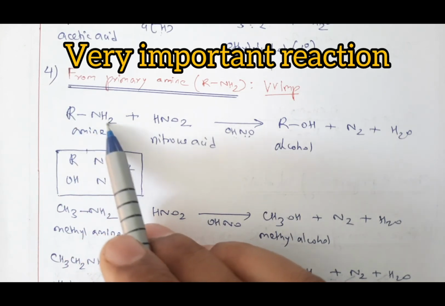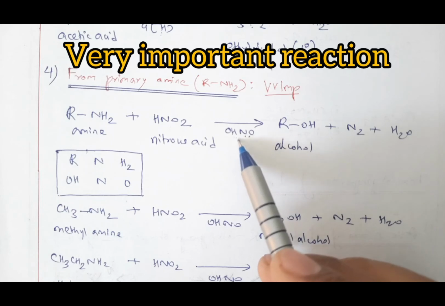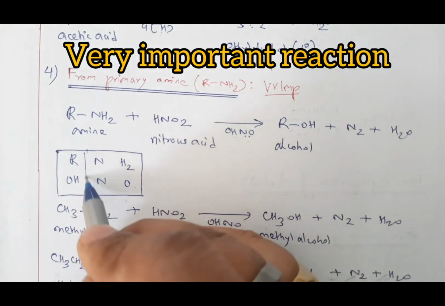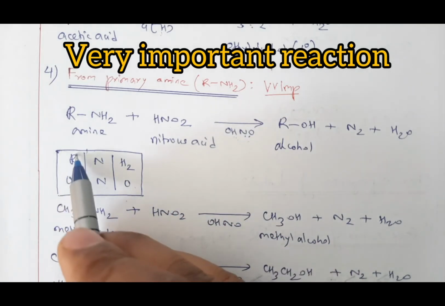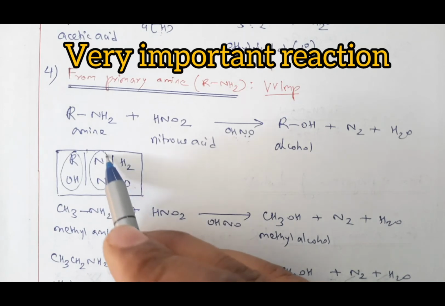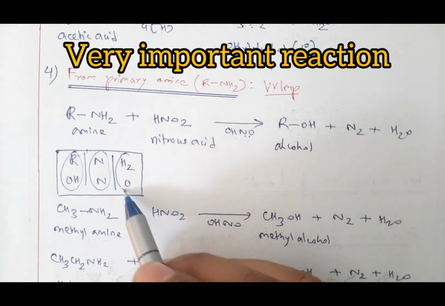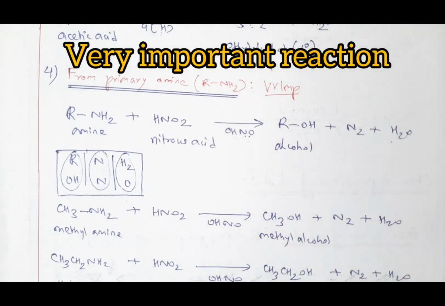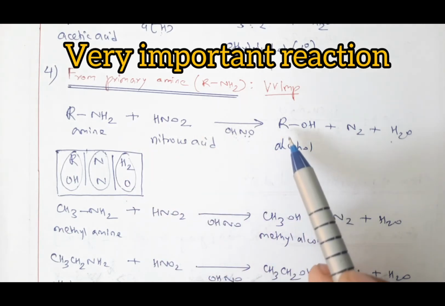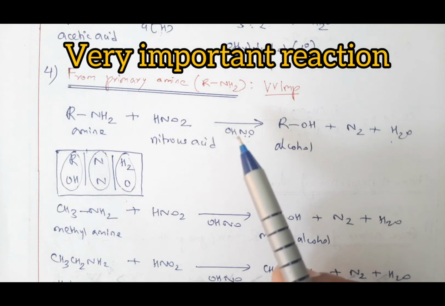RNH2 is here, reacting with ONO, which is nitrous acid. So when these two react, you can make a column of this kind. So from here we can say that we get alcohol as one of the products. The other product will be nitrogen, N2, and the last product will be water, which is here. So whenever amine reacts with nitrous acid, we get alcohol, and it is an utmost important reaction, students.